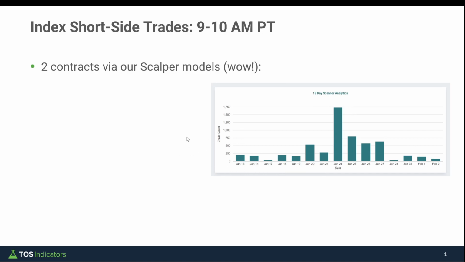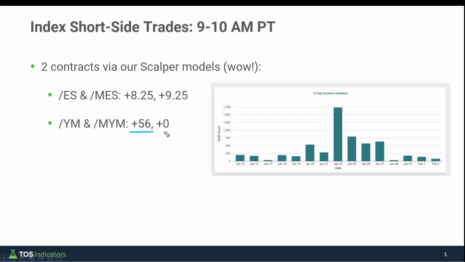Now, if we start by taking a look at the futures market's results here, the S&P 500 was the one market in which we hit both targets, the first and second target, but they're fairly close in terms of the point structure. The first target gave us a plus 8.25 points. The second target gave us a plus 9.25 points, and you could have used either the full size or the micro contract. Now inside of the Dow, we had just the first target hit, and that was a plus 56, and the second contract was taken off at break even. So not as nice as the S&P, but still nice in the sense that we had a winner here.